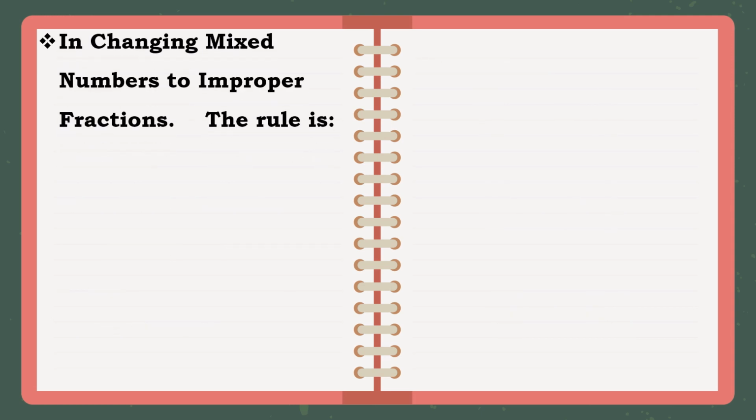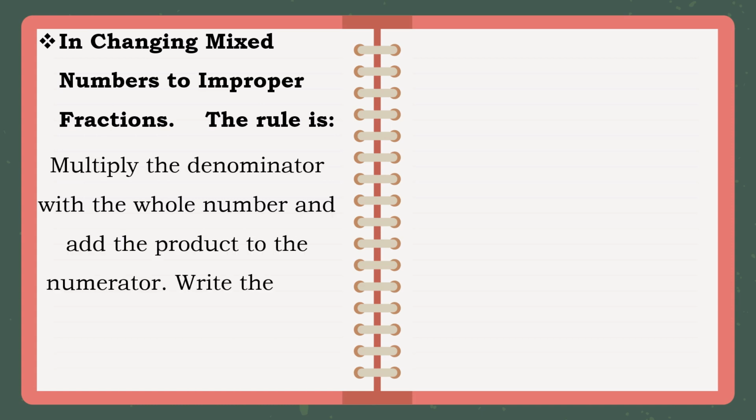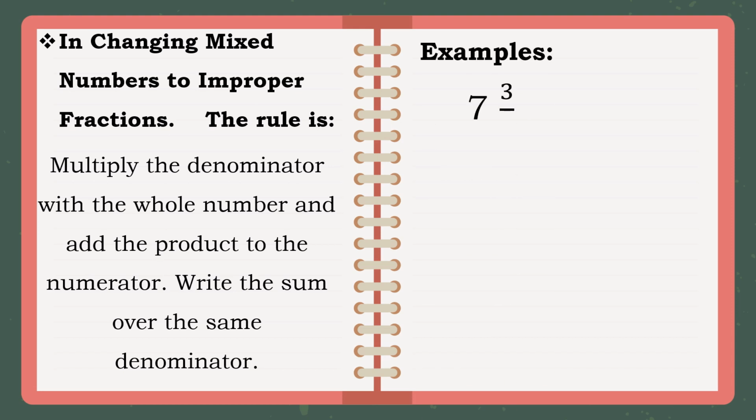In changing mixed numbers to improper fractions, the rule is multiply the denominator with the whole number and add the product to the numerator. Write the sum over the same denominator. Here are some examples. 7 and 3/8 is equal to 59 over 8. That means 8 times 7 plus 3 is equal to 59 over 8, which is our denominator.